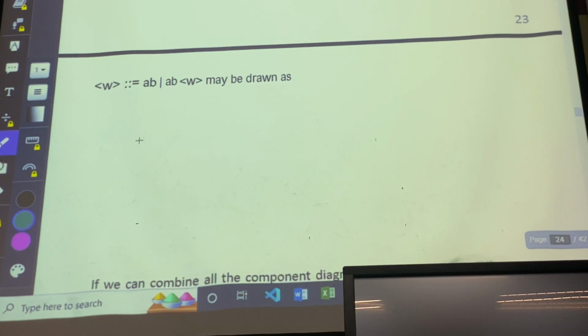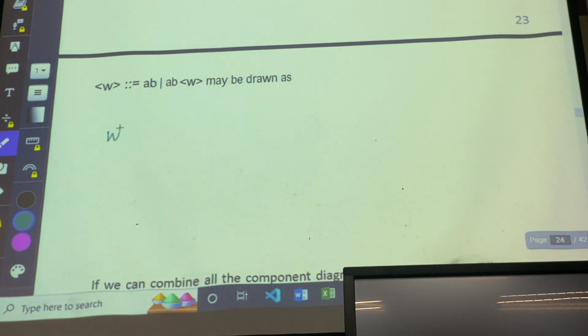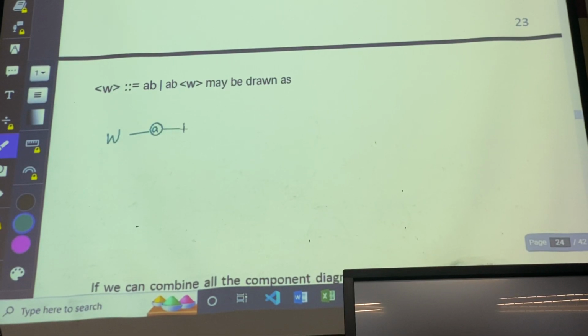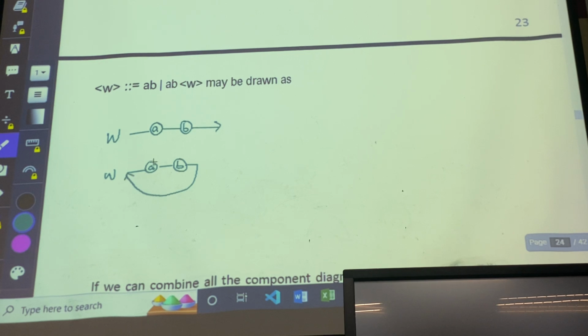The easiest one is subtract the 2, so this one W substitute with AB. So the second one, I can have AB go back to W. So this is the loop ABW. And another one is AB only. So separate the two syntax like that. Okay? Then if we want to combine them, how to draw?